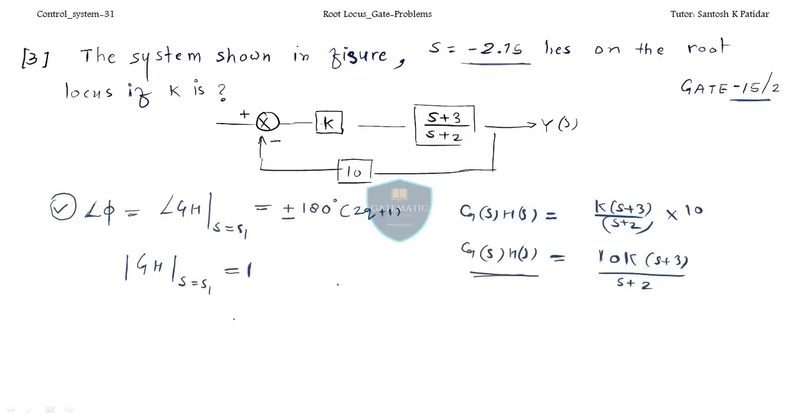Now what is the condition? You have to find the magnitude of it at the given point, -2.75, and compare this with 1. Isn't it very easy? Hardly 50 seconds. When you solve this at -2.75, you get k = 0.3. This is your answer.